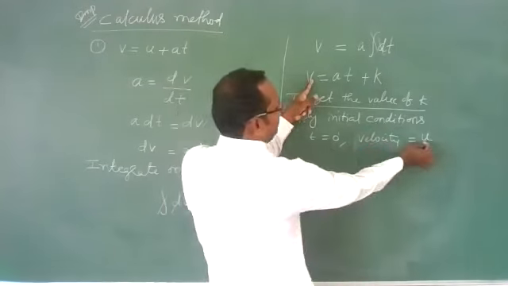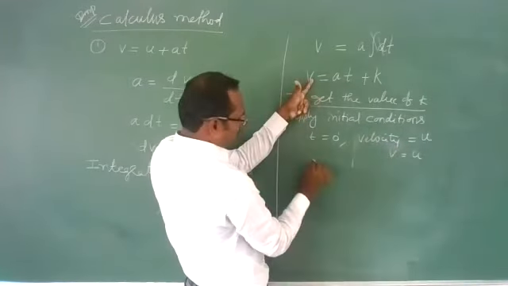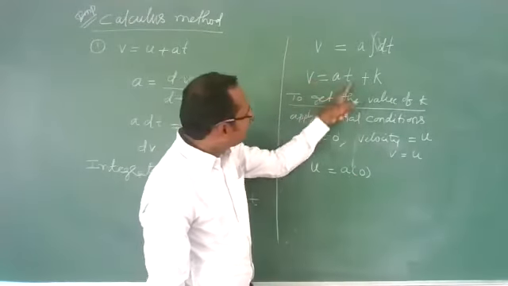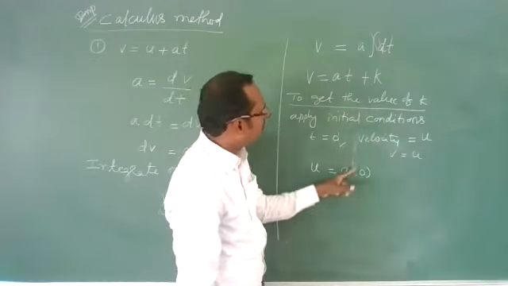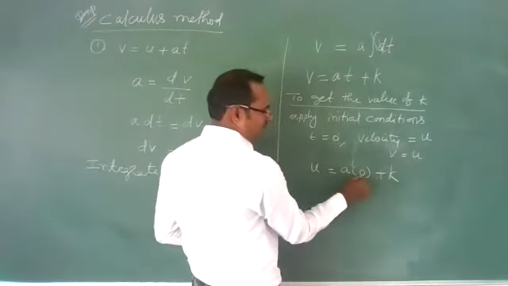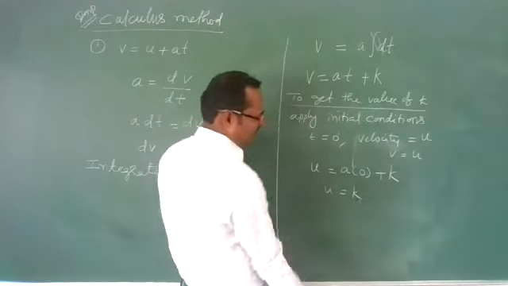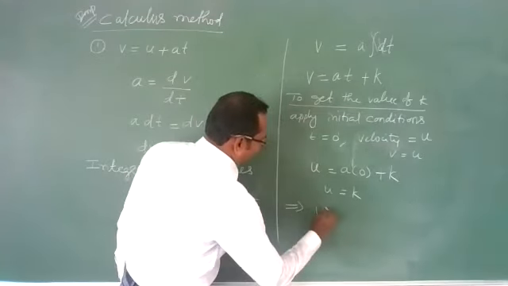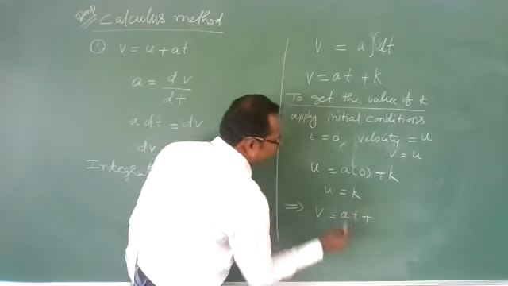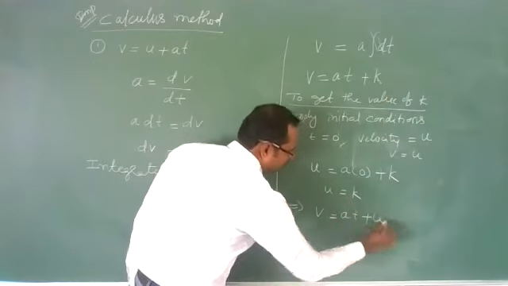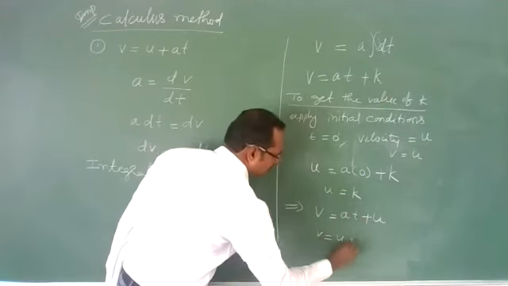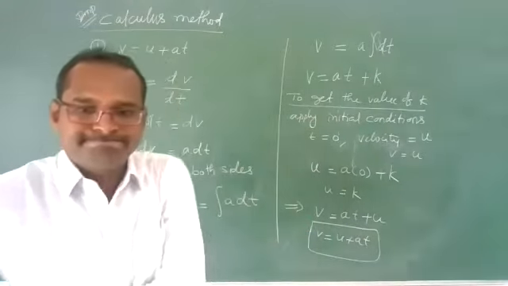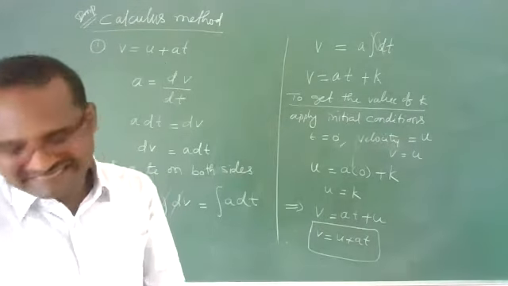In the place of v, what should we substitute? We should substitute u. So u is equal to a into time 0, at time t equal to 0, plus k. So a into 0 is 0, so the value of k will be u. Substitute here, we get v is equal to at plus k. What is k? k is u. So you can write v equal to u plus at. That's it. I hope you are understanding this simple point.